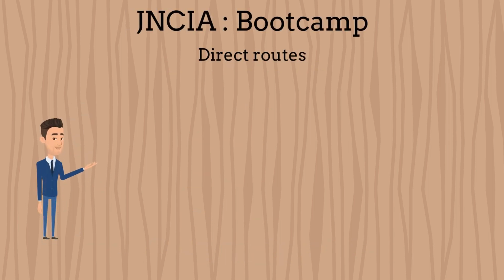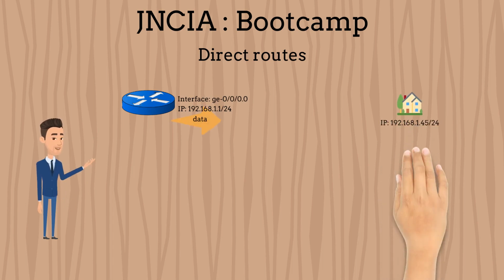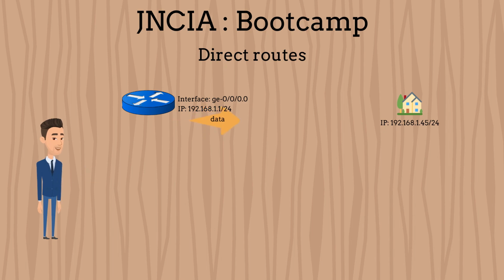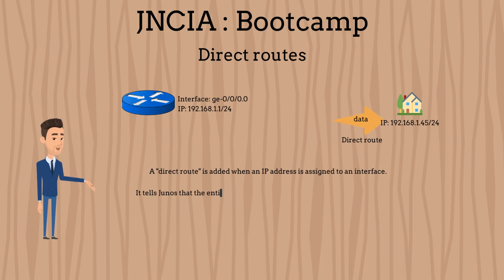Direct routes. Here we see a router with an interface that has an IP address of 192.168.1.1/24. A packet is destined to 192.168.1.45. A direct route is added when an IP address is assigned to an interface. It tells Junos that the entire subnet is directly reachable through that interface.